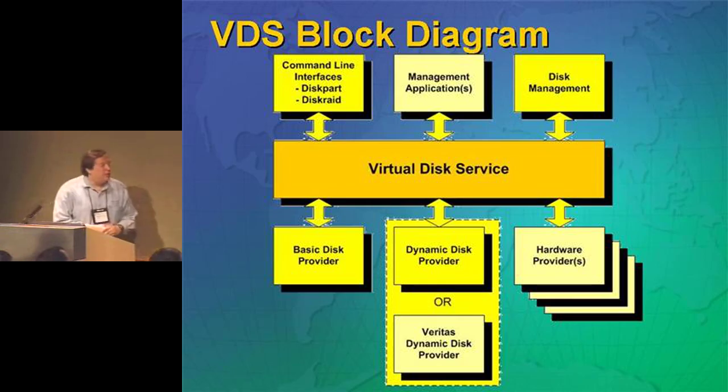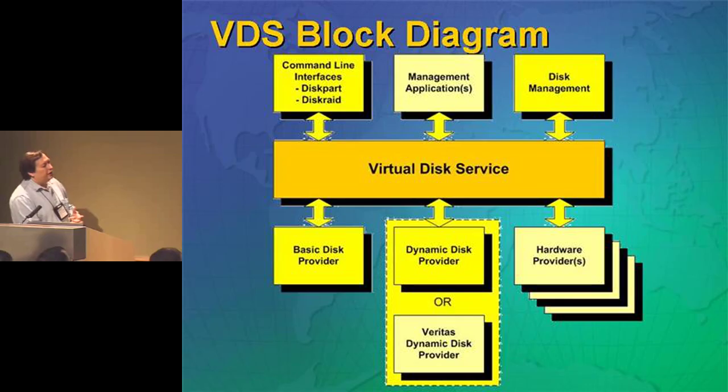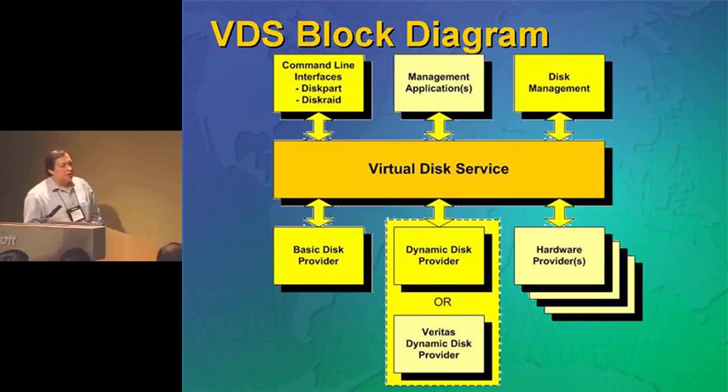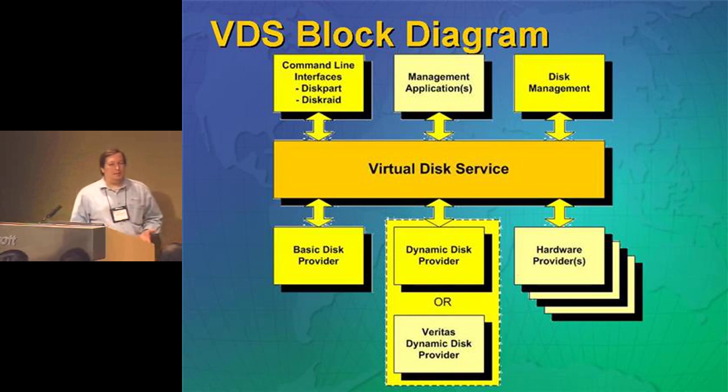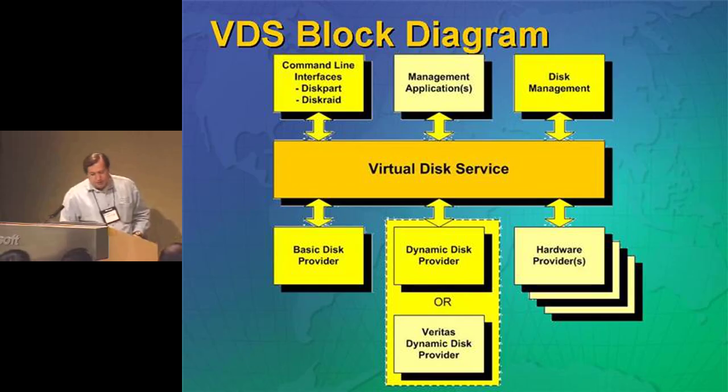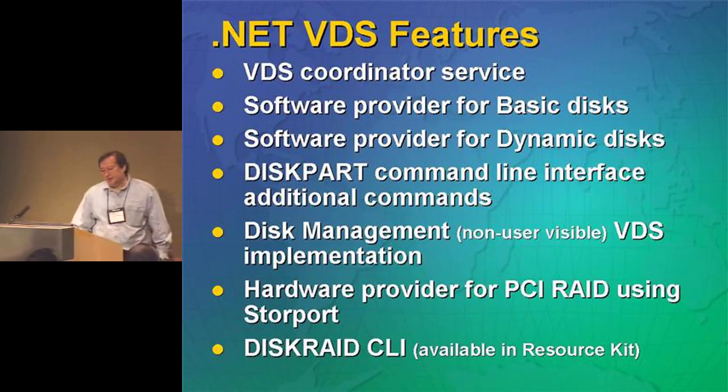This is a block diagram, generally how it looks. The dark yellow are the pieces that Microsoft provides. The light yellow are pieces that can be put in by third parties. But it's very straightforward. We have a basic disk provider, a dynamic disk provider. Veritas has Veritas Volume Manager that can be put in to replace our dynamic disk provider. You have hardware providers. We're working with many storage vendors at this time so that we can support their hardware when we release. We have command line interfaces. Management applications can plug in, and also the disk management snap-in that you already have seen.